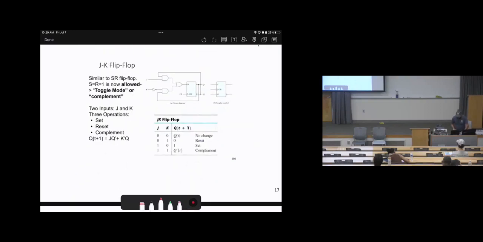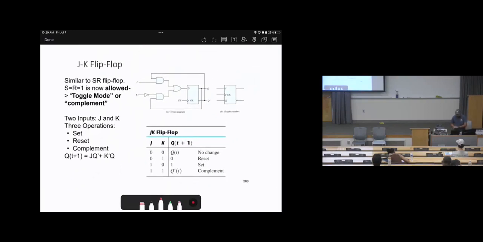So again, JK flip-flop is a modified version such that S equal 1, R equal 1 is now allowed. But we will no longer call it S equal 1, R equal 1. We will call it J equal 1 and K equal 1. Then we call it toggle mode or complement mode, or Q equal to Q bar. So we have some modes of operation like set, reset, complement, or keep it as is.